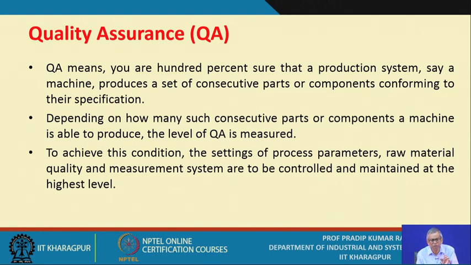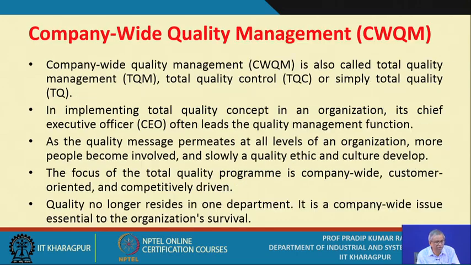QA means you are 100% sure that the production system, say a machine, produces a set of consecutive parts or components conforming to their specifications. So the assurance is 100%. Depending on how many such consecutive parts a machine is able to produce, the level of QA is measured, as I have been telling you. To achieve this condition, the settings of the process parameters, raw material quality and measurement systems are to be controlled and maintained at the highest level. In this context, I should highlight one particular point: quality is as good as the measuring instrument.